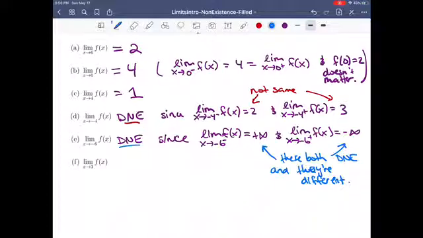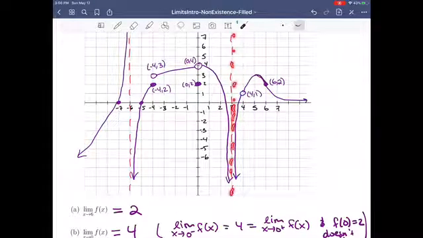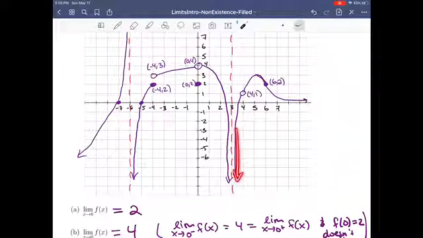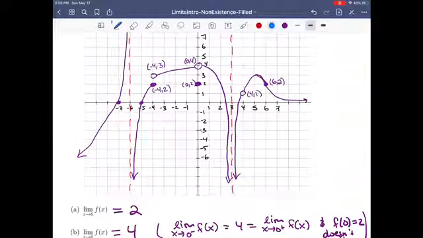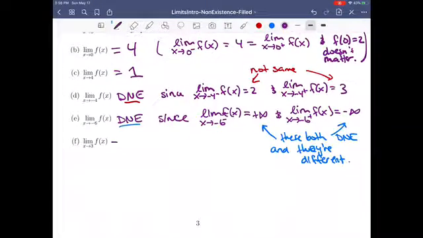Okay, last one, x equals 3. So there we have another vertical asymptote, but here from the left, we're going to negative infinity, and from the right, we're also going to negative infinity. So what we would write here is this one equals negative infinity. But what we want to remember is this still does not exist.